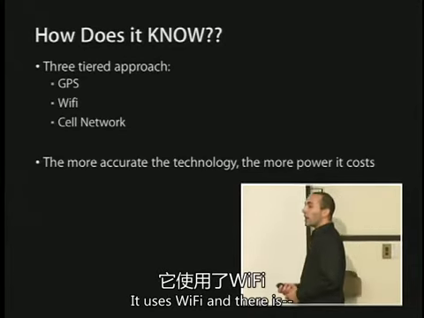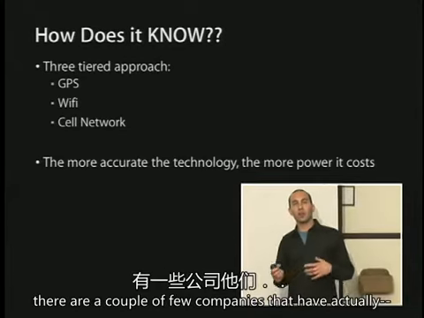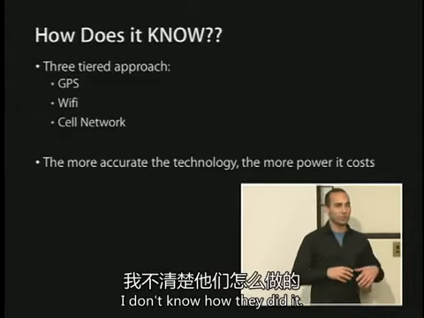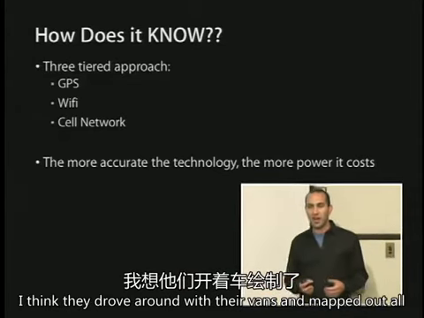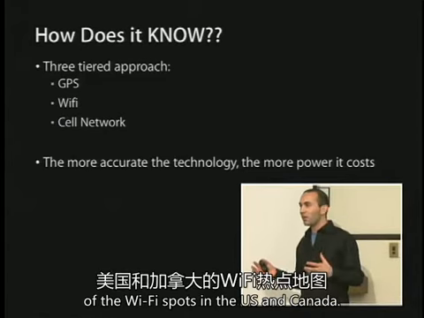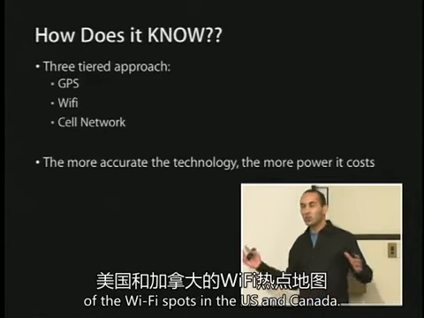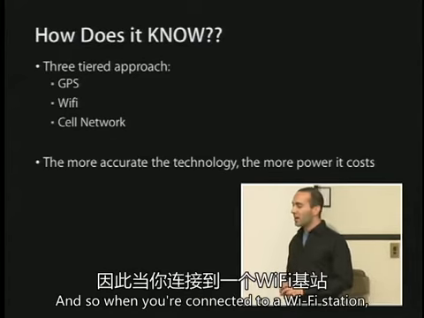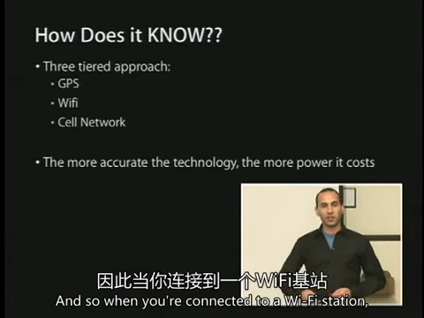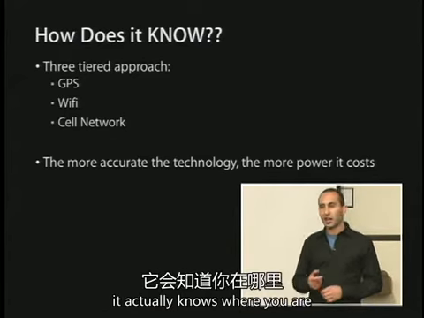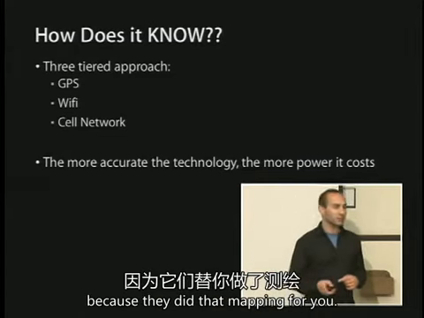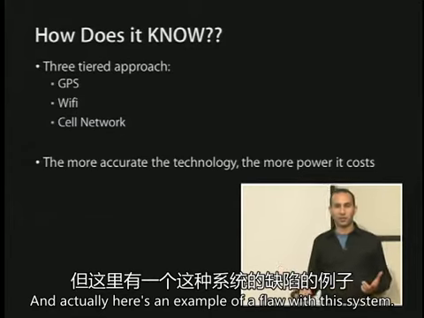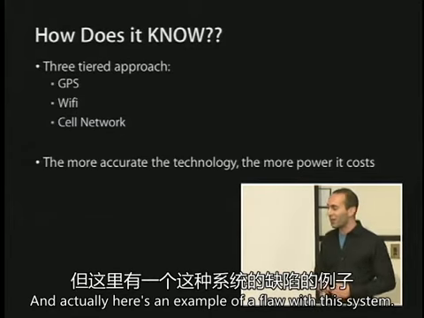It uses Wi-Fi, and there are a few companies that have actually, I don't know how they did it. I think they drove around with their vans and mapped out all of the Wi-Fi spots in the U.S. and Canada, and so when you're connected to a Wi-Fi station, it actually knows where you are because they did that mapping for you. And actually, here's an example of a flaw with this system.